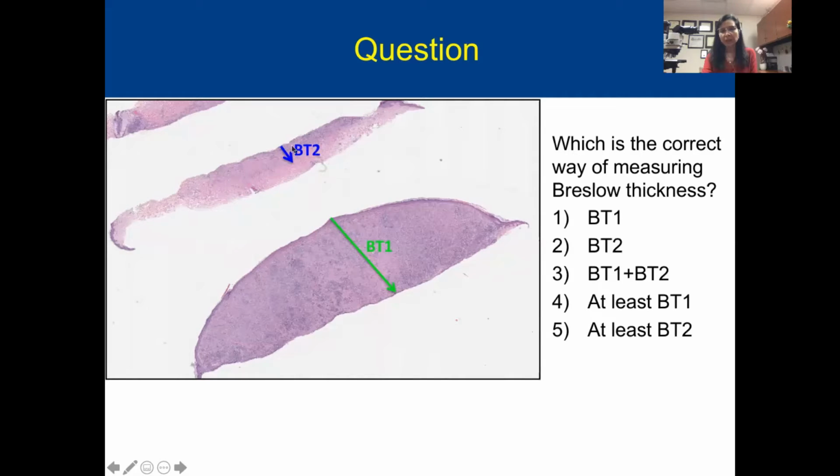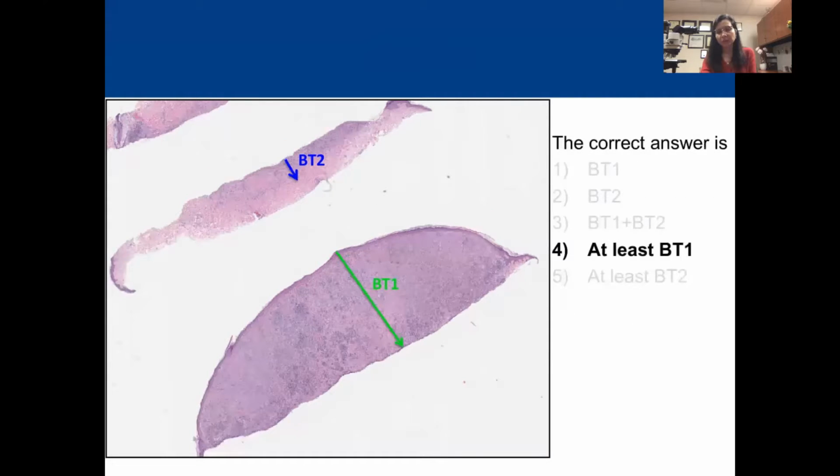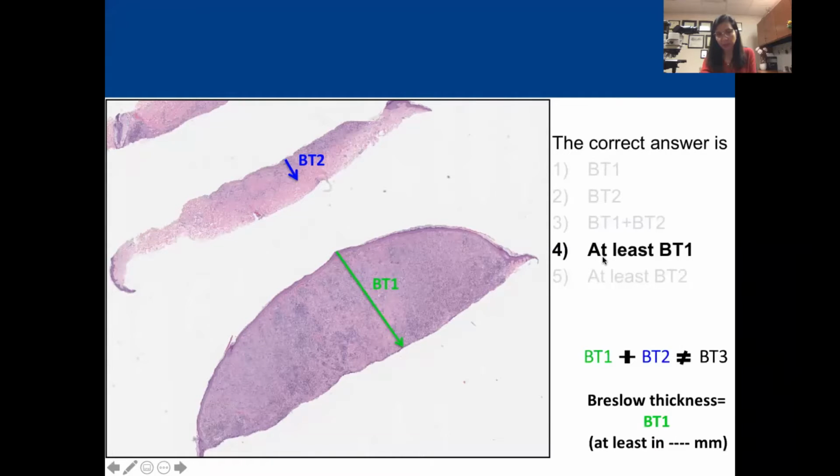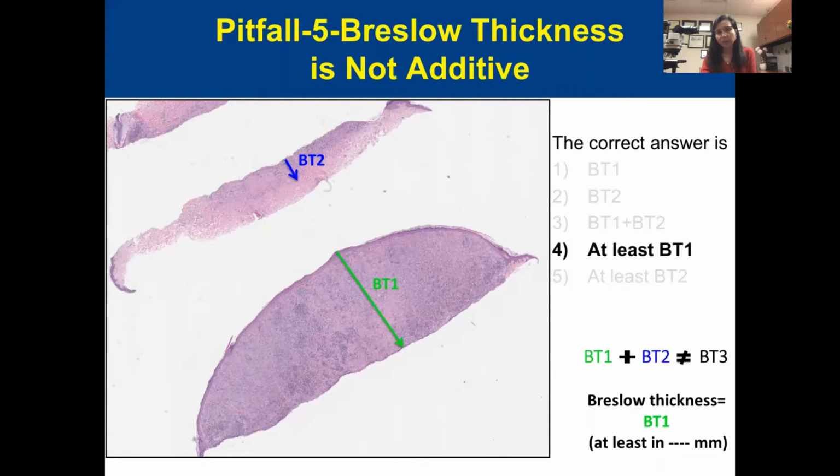So he or she took another scoop of the lesion at the bottom of the previous shave. That's how we get this. Even though we relatively know this must be from the same lesion, the bottom line is, when you measure the Breslow thickness, you have to measure in the fragment that contains the epidermis. So basically BT1 for this case. You cannot combine BT1 and BT2 because this will be the base of this, right? Theoretically, you know, but practically you are not supposed to do that. So how you report it is that you measure the BT1 and report it as at least. So basically, Breslow thickness is not additive, okay?